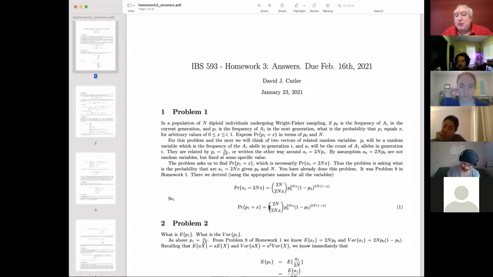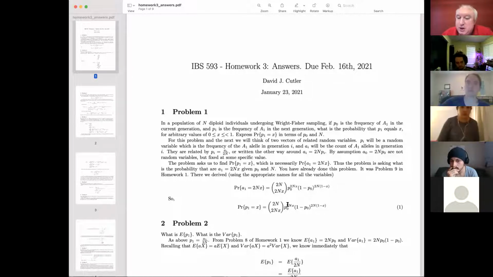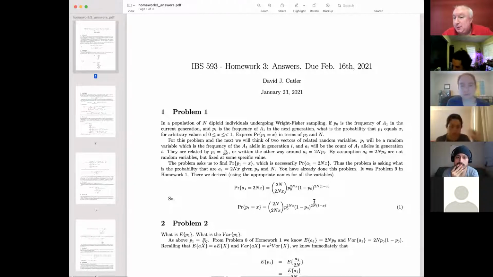If we define this, this is a count, this is the number of A1 alleles. It's 2n choose the number of A1 alleles, the probability of picking an A1 allele raised to the number of A1 alleles, times 1 minus p, the probability of picking an A2 allele, raised to the number of A2 alleles. The probabilities are all in counts. 2n choose the count of A1 alleles, the probability of picking an A1 allele, the probability of picking an A2 allele, the count of A2 alleles.